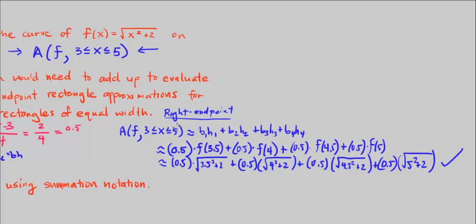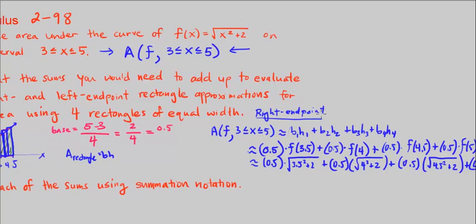I'm going to put a check mark there. But that was just part of it. That was using the right endpoint rectangles. We're using 4 right endpoint rectangles. Okay, so the other part is we want to use left endpoint rectangles.